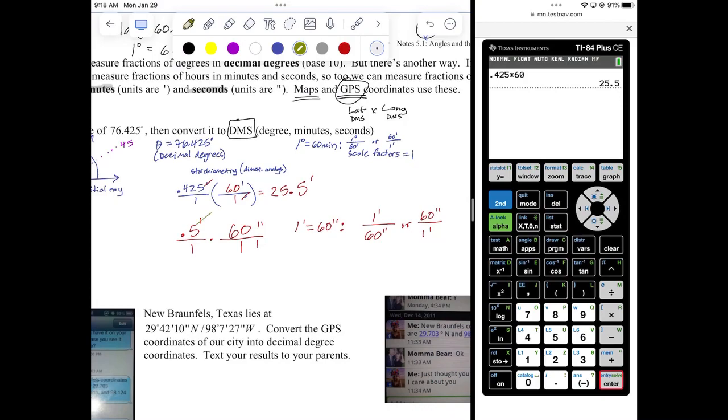And now you see that your minutes divide out. And if you do the math, you could say 0.5 times 60. And of course, we get the answer that we were expecting. We get 30 seconds.